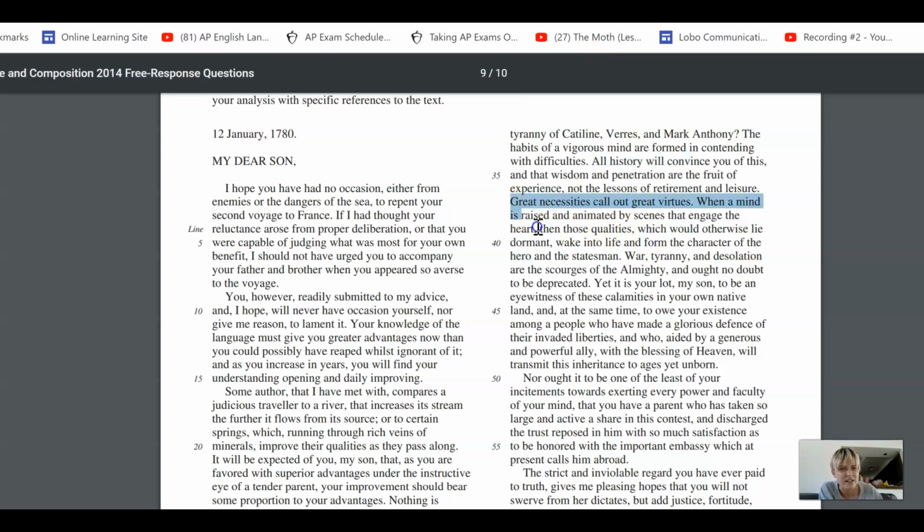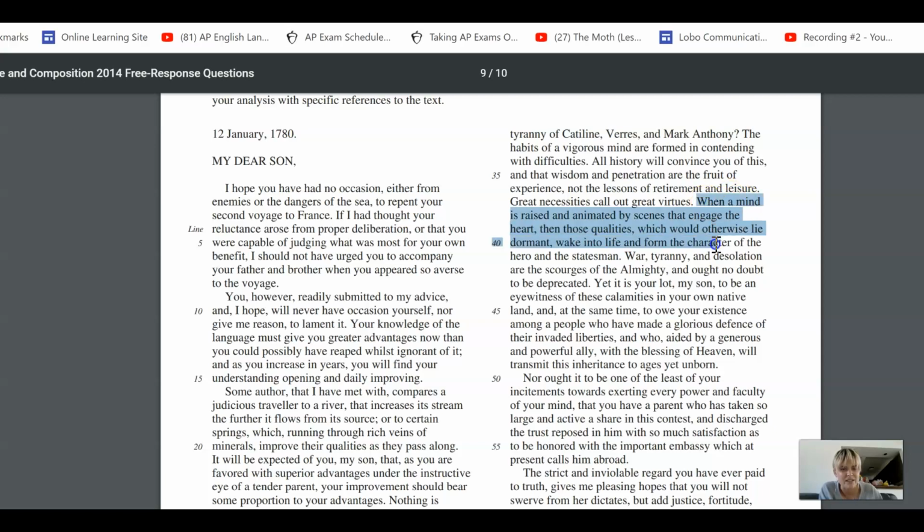Then she says, great necessities call out great virtues. So kind of a wonderful example of repetition here, right? We have that great necessities call out great virtues. And just notice the pattern of that speech. I think that really gets into maybe a big part of her purpose, right? You're going to be challenged a lot, but that's going to make you better.